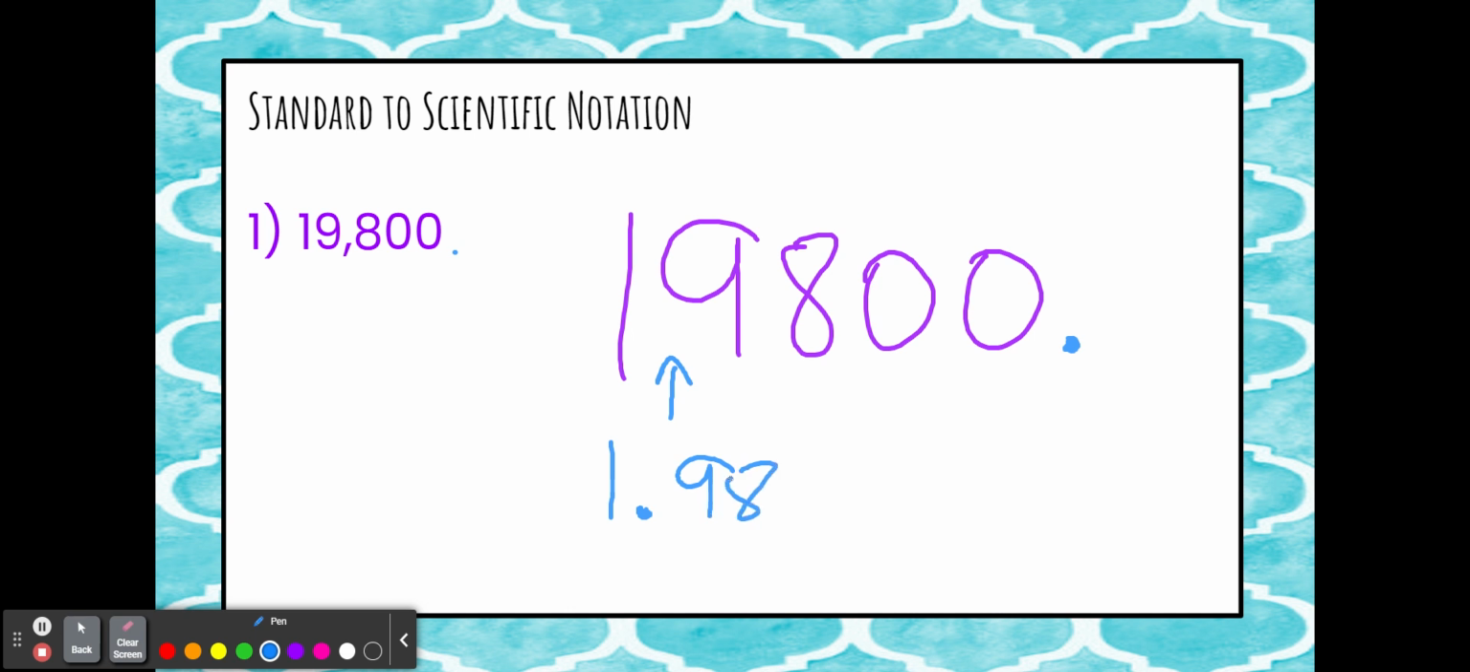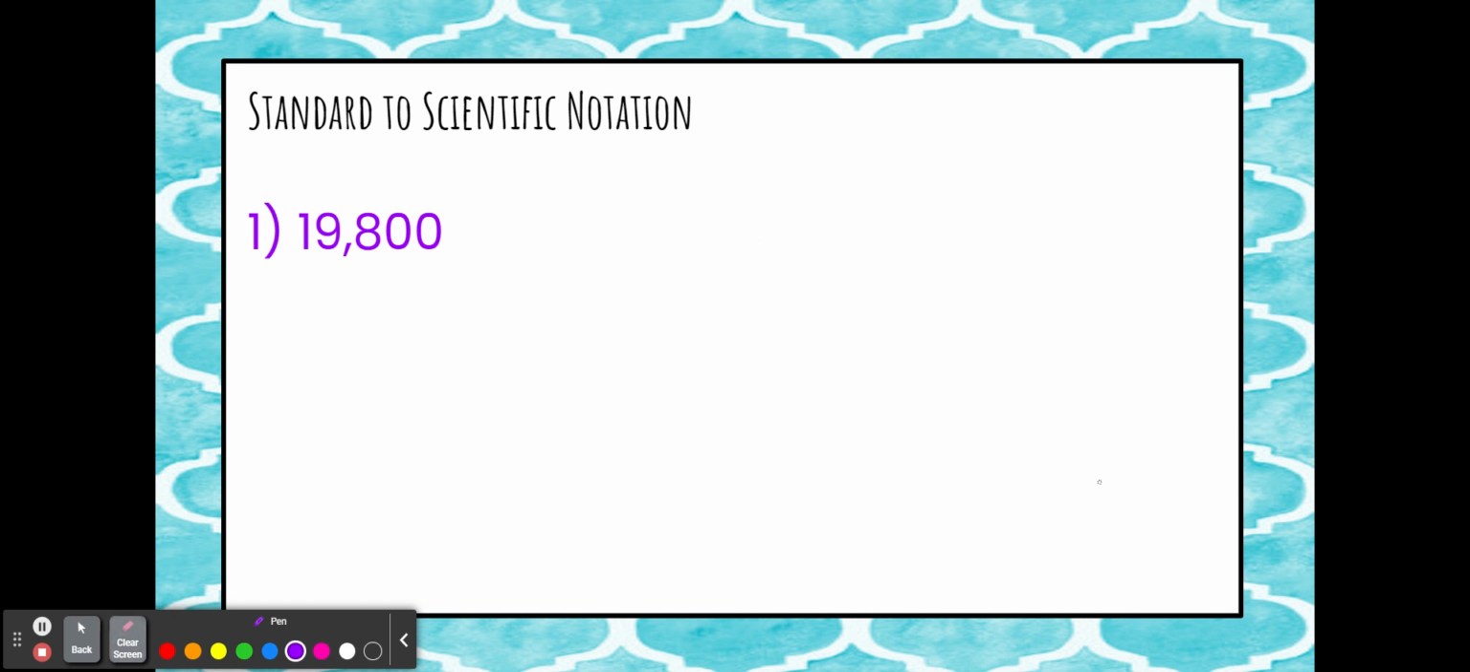I'm going to stop once I see these zeros. We're going to get rid of them, and we're going to put times 10. Now I need to count how many decimal places I moved. Currently the decimal is here. How many decimal places is that? 1, 2, 3, 4. That tells me my exponent. Now this number was greater than 1, so it's a positive 4. So my answer is 1.98 times 10 to the power of 4.